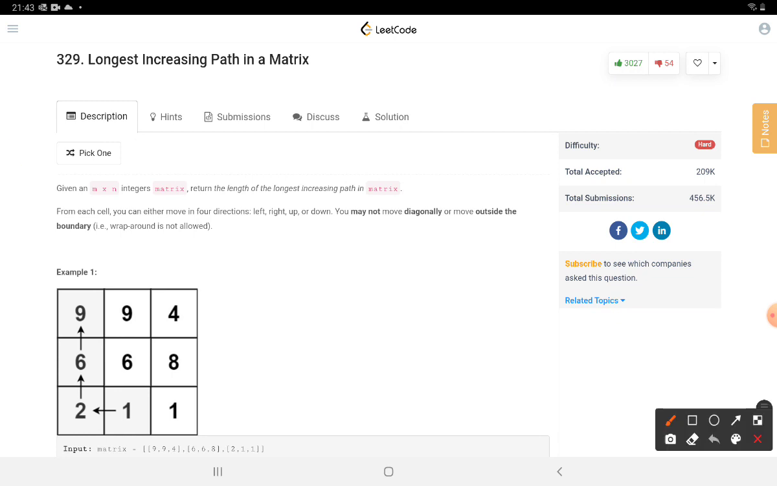So what do we mean by increasing path? An increasing path is something wherein you start from a cell and then move to a neighboring cell which is higher in value. For example, over here you start with 1, then you move to a neighboring cell 2 which is higher in value, and then from 2 you can go to 6, and then from 6 you can go to a neighboring cell 9. So this is one path which can be followed, and it has an increasing sequence.